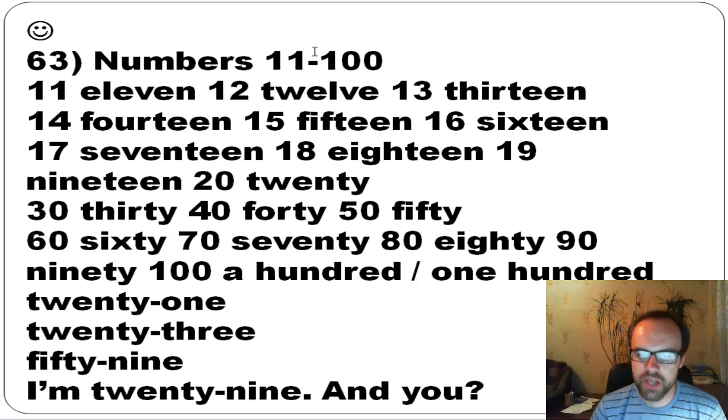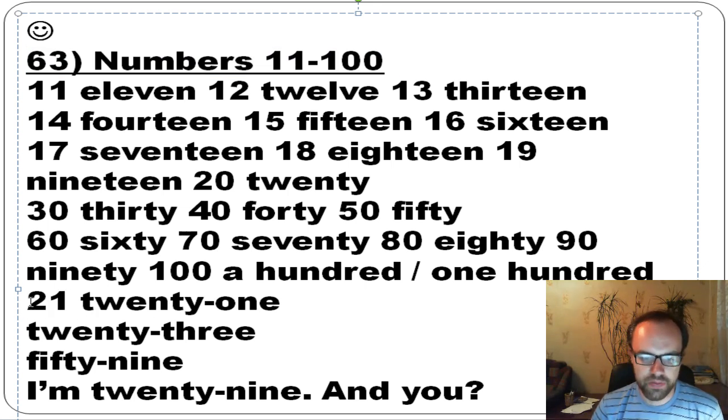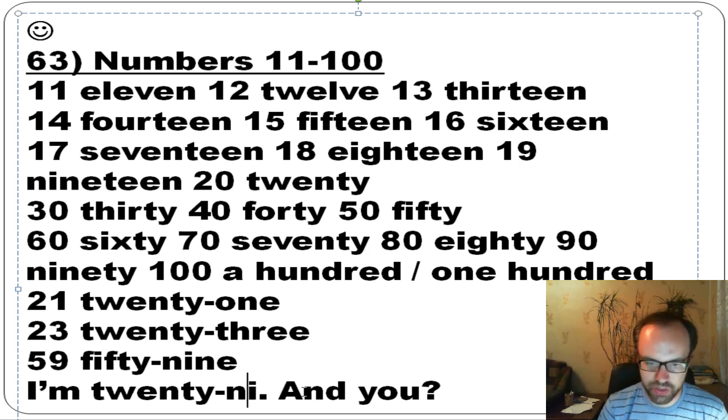Well, numbers from 11 to 100, okay? So 11, 12, 13, 14, 15, 16, 17, 18, 19, 20, and you see 30, 40, 50, 60, 70, 80, 90, 100. And if you want to say this, for example, you say 21, then for example 23, 59. I'm 29 and you? No, I am not 29. I'm 30.